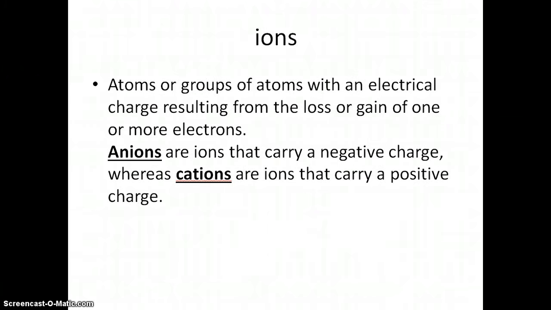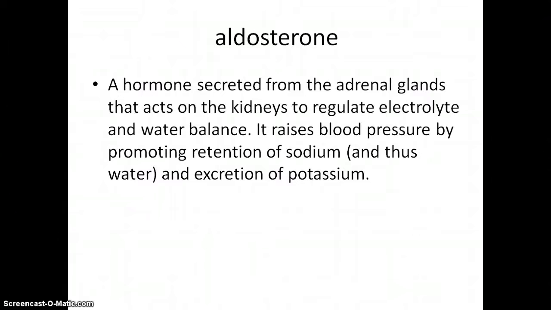Anions are a group of atoms with an electrical charge. A little bit of science review. Your anions are the negative charge and cations carry a positive charge.